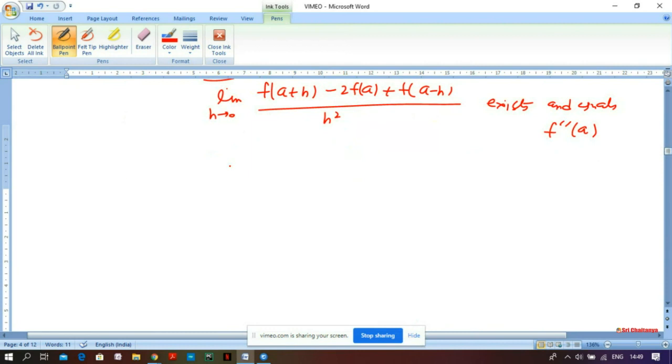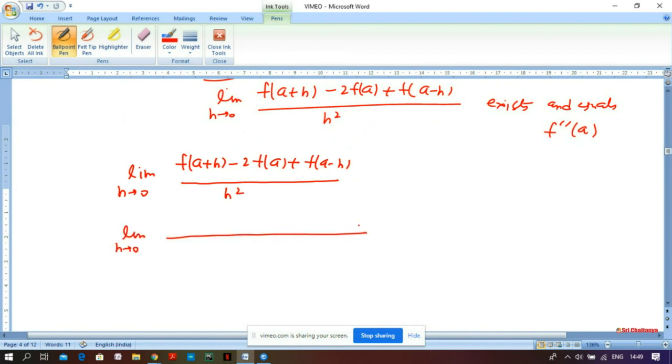So let us now get to work. We want to find this limit as h tends to 0 of f of a plus h minus twice of f of a plus f of a minus h upon h squared. Now, again, I told you, what is continuity? A limit. What is differentiability? Is still a limit. Everything is a limit. That's why we do the chapter called limits first. Okay, so now we want to find this limit.